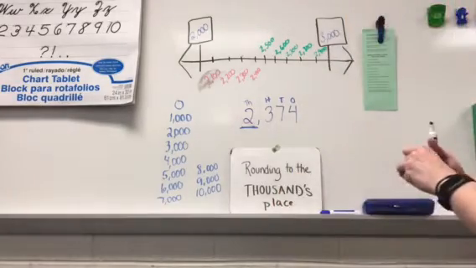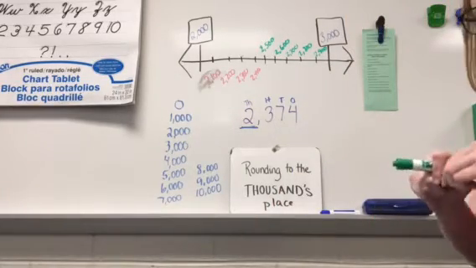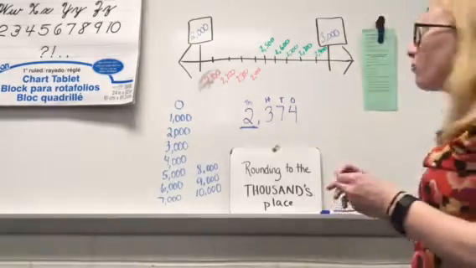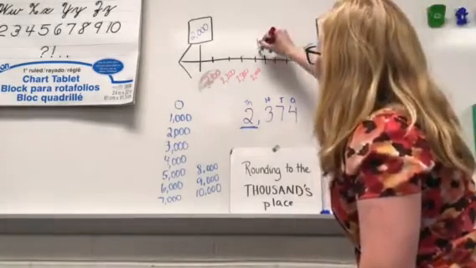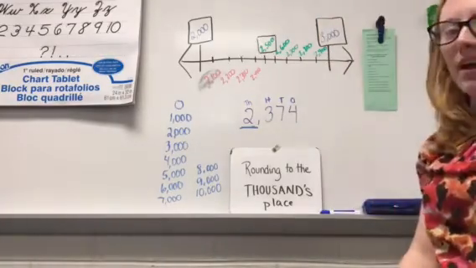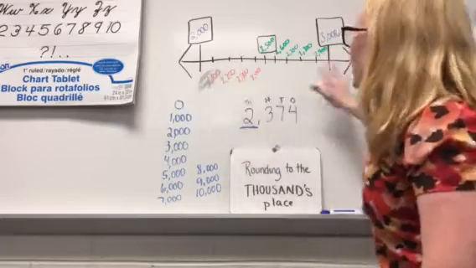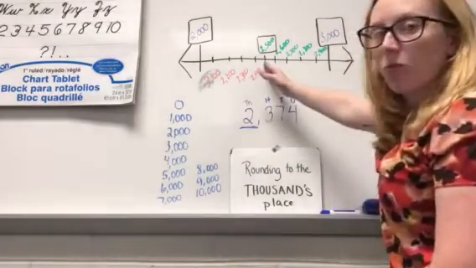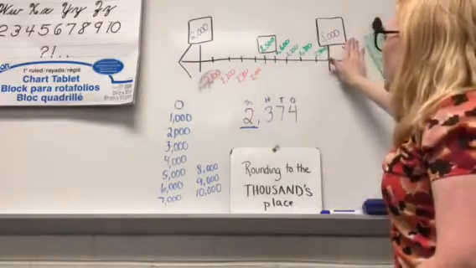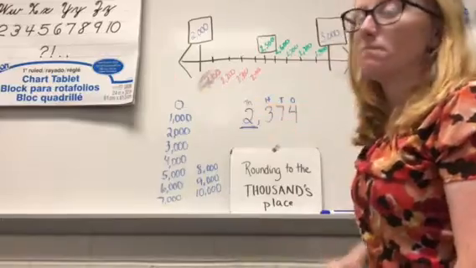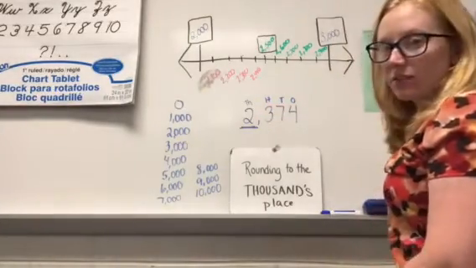Notice that I switched between red and green at a certain point. Okay, so this point that I switched was the halfway point, which is 2,500. 2,500 is exactly halfway between 2,000 and 3,000. So when you get to the halfway point, you're going to round up. Below the halfway point, you round back to the nearest 1,000.